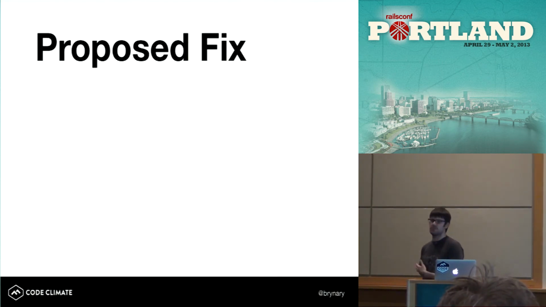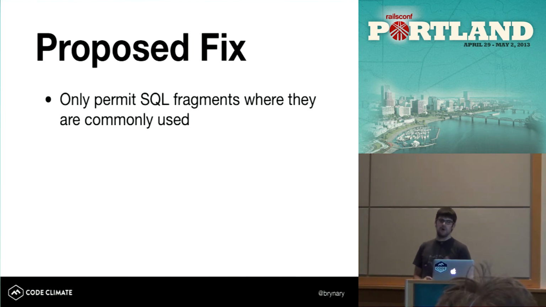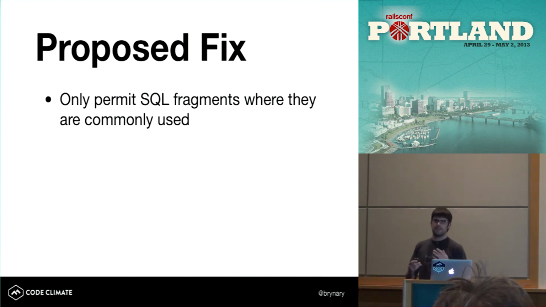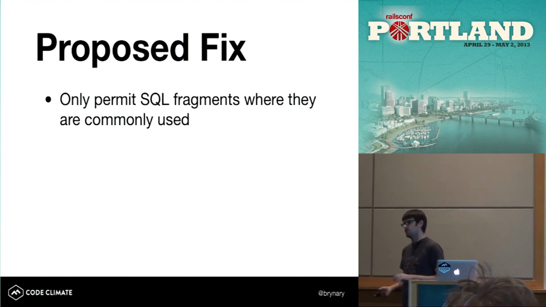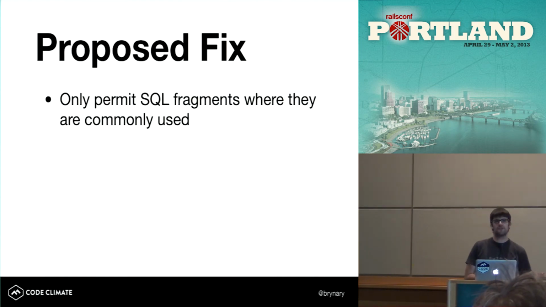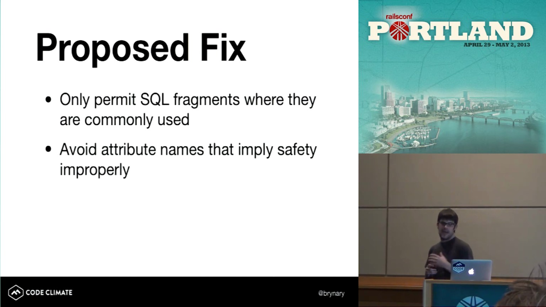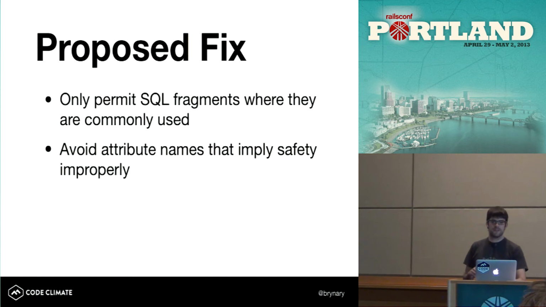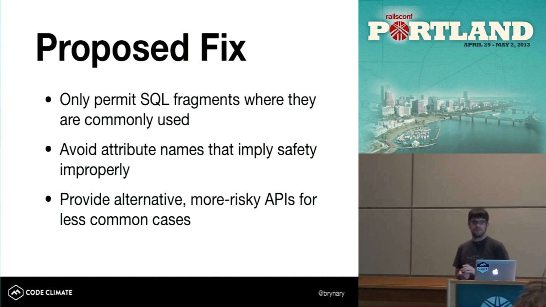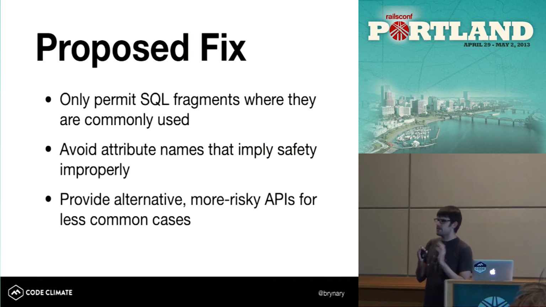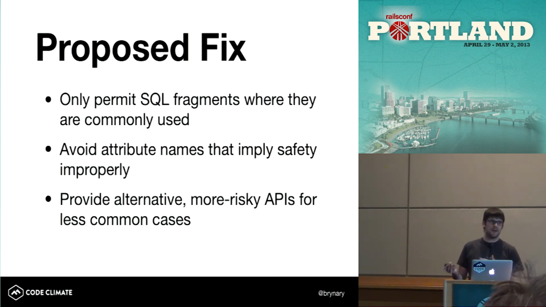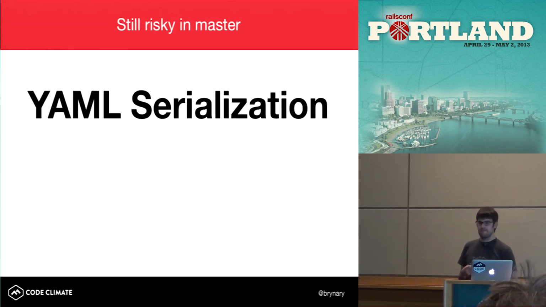But Rails might be able to do better. I would propose that Rails only permit SQL fragments in the API where they're commonly used. So perhaps that pluck example should only accept column names. In fact, the fact that the argument name is column name implies that that's how it's usually used. Avoid attribute names that imply safety when it's not safe. Make the core APIs more safe and potentially provide alternative, more risky APIs for power users who need to drop down to the bare metal and do things which are riskier. OK.